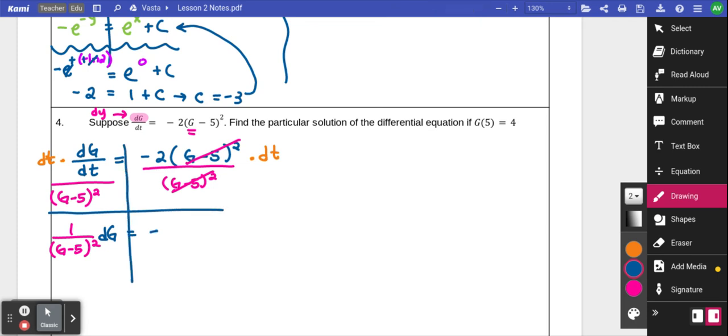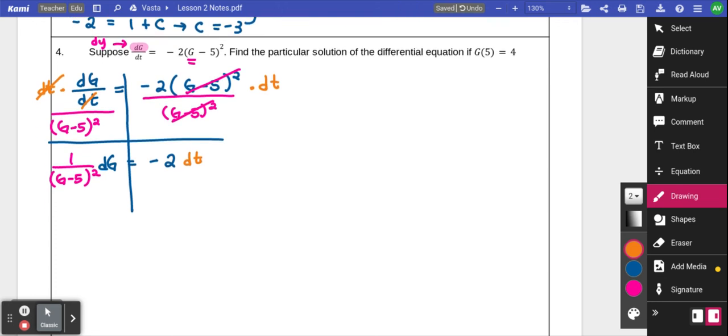And on the other side, I have the -2 times the dt, which cancels on the left-hand side and is moved to the right-hand side. Now, in order to do the antiderivative here, just like before, I like to rewrite this with a negative exponent. So this guy right here would really be (g - 5) to the -2 power.